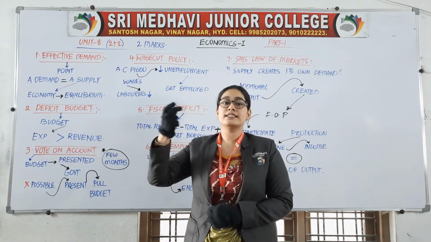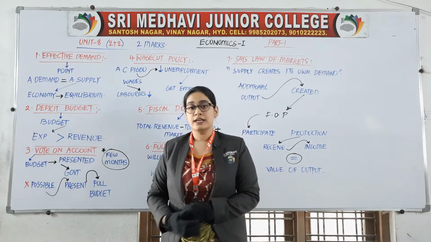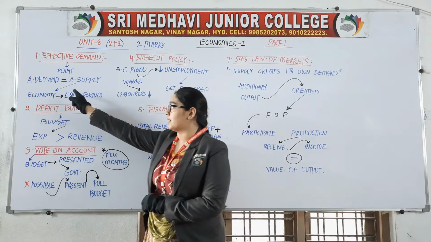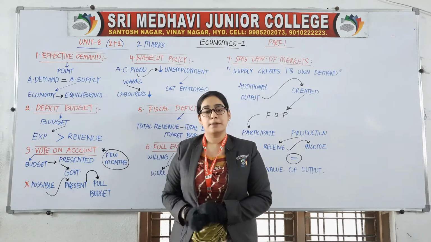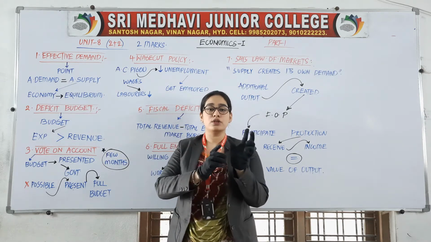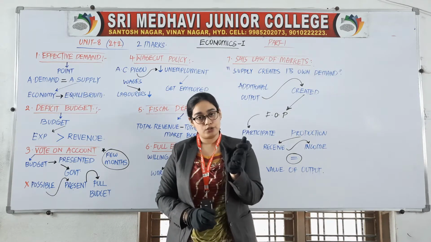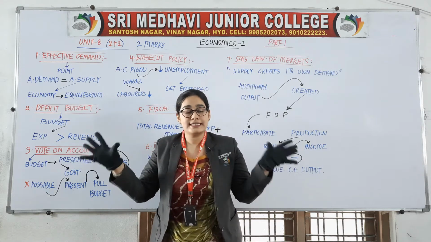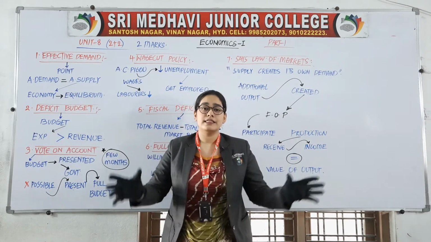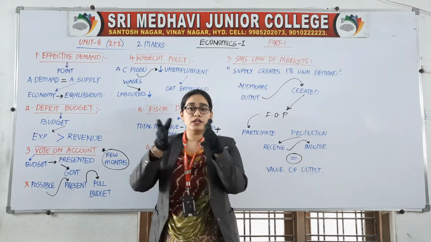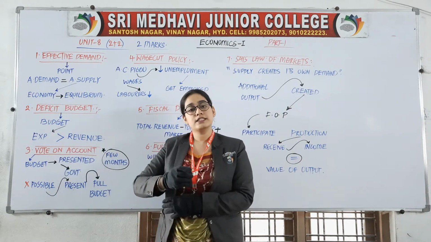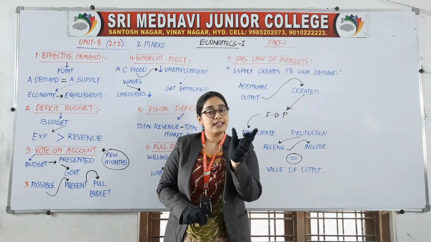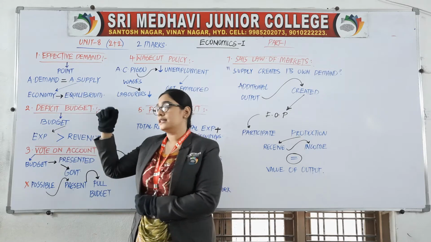So what does it mean by effective demand? Let us see. It is a point where the aggregate demand is equal to aggregate supply. Aggregate means total. So where the aggregate demand is equal to the aggregate supply. In simple terms, the demand must be equal to the supply, then it is called effective demand.